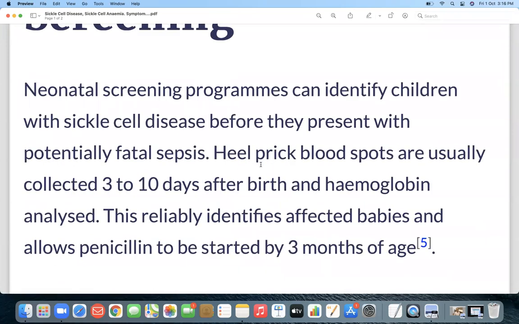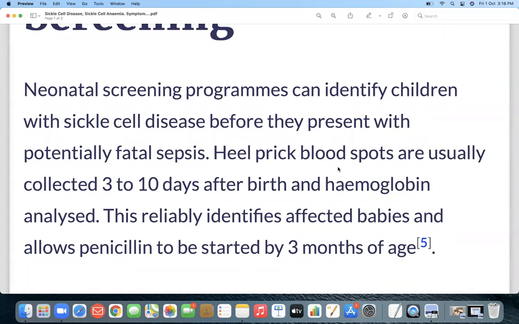Screening, usually neonatal screening programs can identify children with sickle cell disease before they present with potentially fatal sepsis. So neonatal screening will help, as we know that this disease will appear to you only after 3 to 6 months. So neonatal screening will give you an idea that this child has sickle cell disease, and you have to follow up the patient so that they will not present to you for the first time with fatal sepsis.